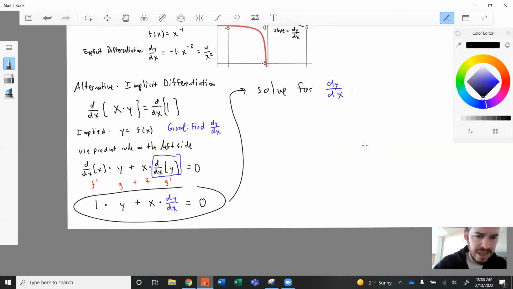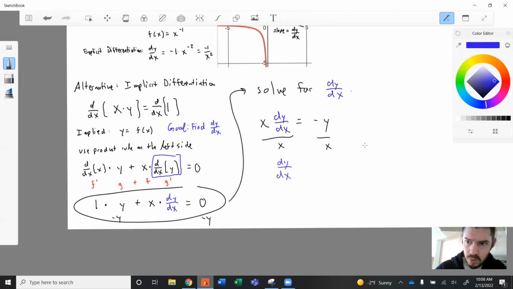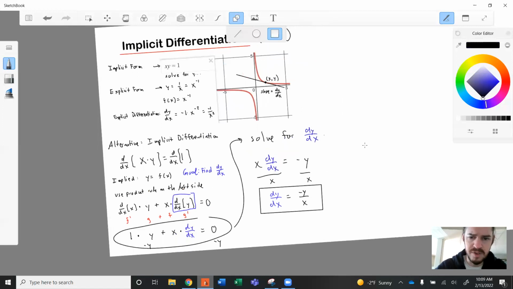All right. So the first thing I would do is subtract y from both sides. I have x times our dy over dx, and then I'm going to subtract y from both sides. This is equal to y here, so I'm going to have equals negative y. Then I'll divide both sides by x. I should write down here, I'm subtracting y, and then we're dividing both sides by x. And so what we end up with is dy over dx equals negative y over x. All right, so we got an answer. I'm going to put a box around that answer. That is our derivative of y with respect to x.